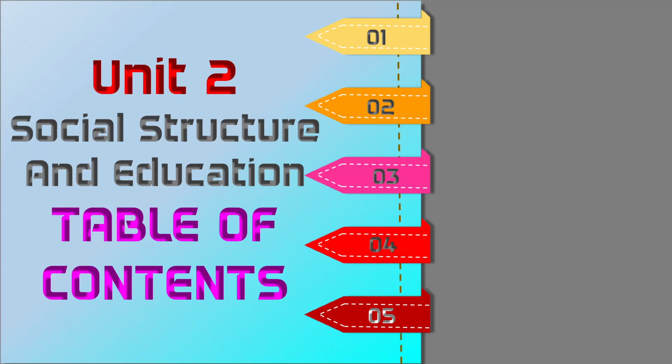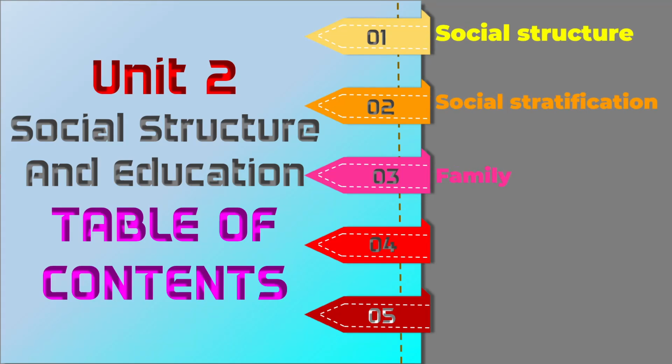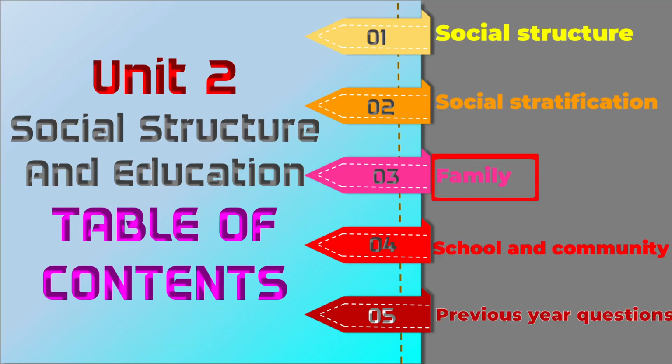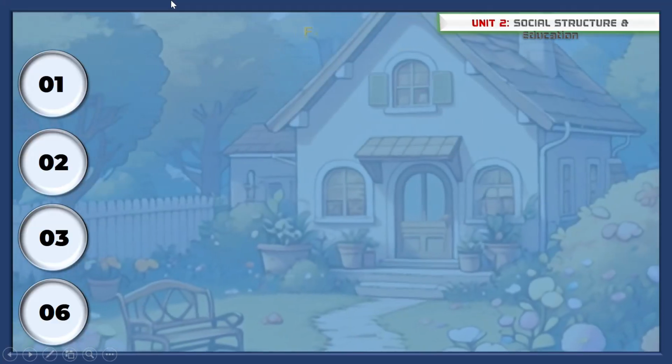So quickly, let's have a recap. We are dealing with Unit 2, Social Structure and Education. In this, we are already done with social structure and social stratification, and today we are going to deal with family. After that, in tomorrow's class, we are going to learn about school and community. After that, we will discuss some of the previous year question answers.